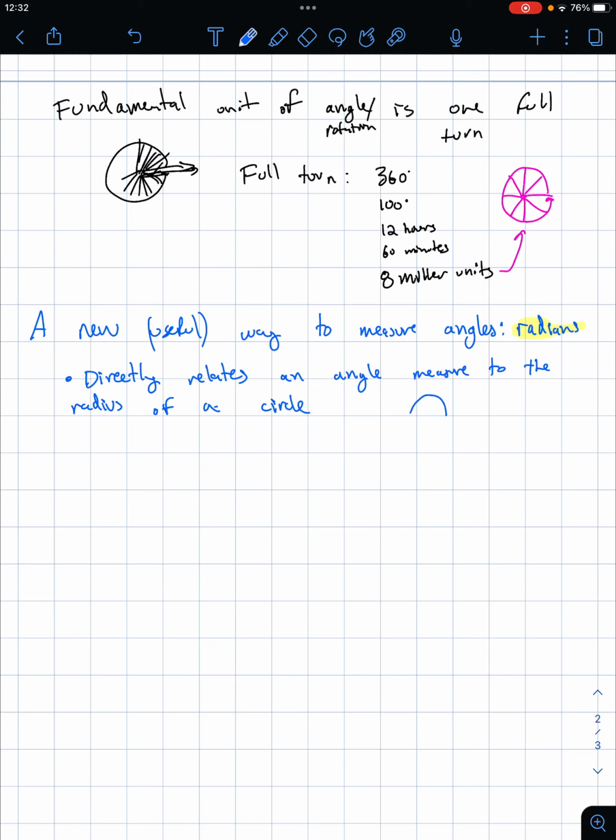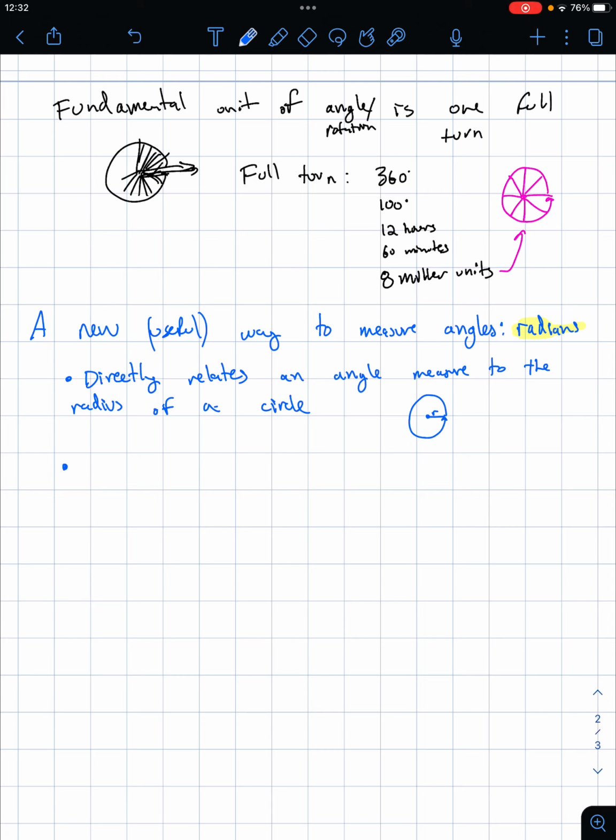Thinking about a circle as representing one full rotation, the circle has some radius r, and a radian is going to relate that angle measure directly to that radius. It's this sort of fundamental relationship, right? A circle is, in a sense, defined by its radius. So if we want to measure the circle based on that radius, we can use radians.